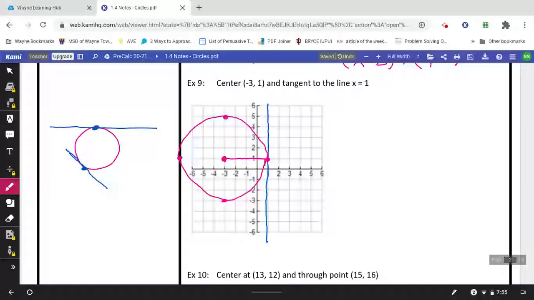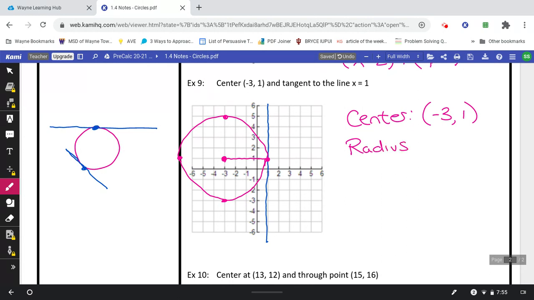If I made it smaller, it wouldn't touch the line. If I made it bigger, it would cross through the line twice. Center was given to me, -3, 1. And we did the work that we needed in order to find the radius, which we counted as 4. And we can count this right here because it's not a diagonal. As long as you're going right, left, up, or down, you can count the blocks.